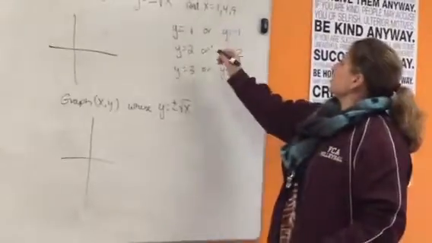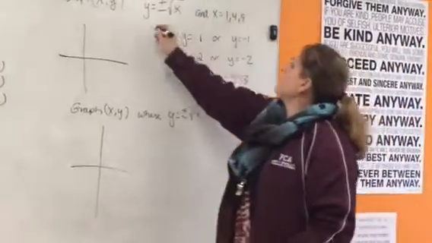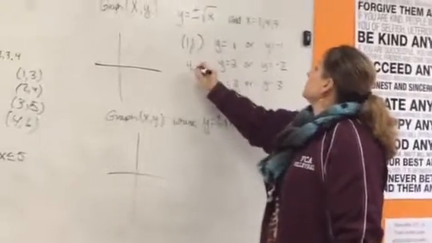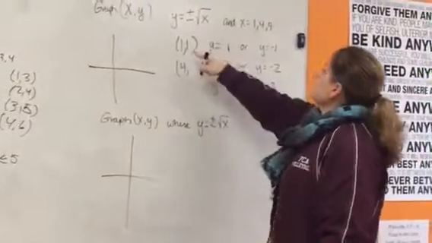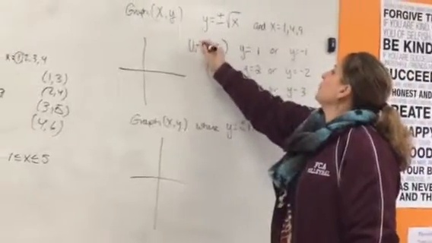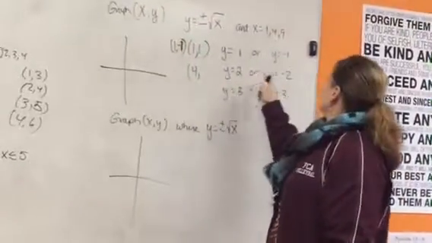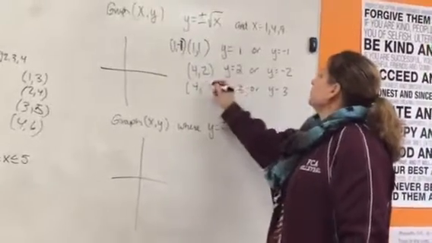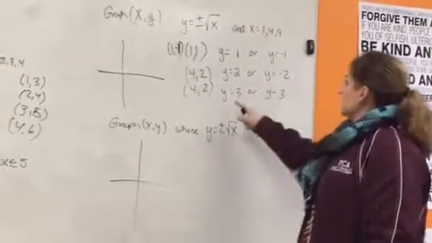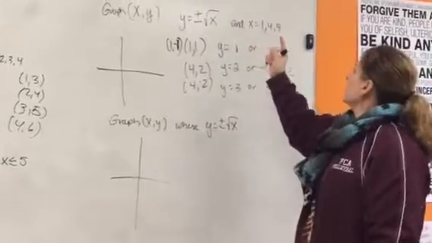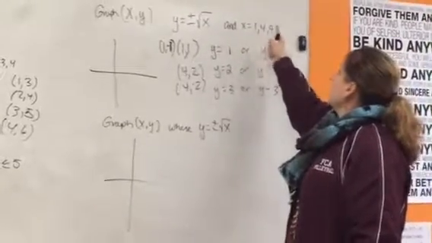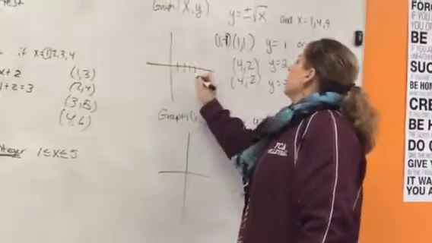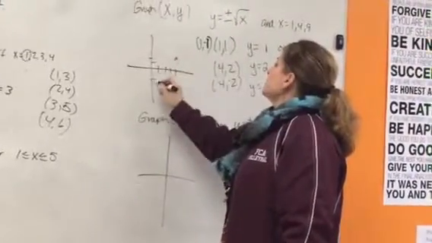So if x equals 1, the ordered pair is going to be (1, 1) or (1, -1). If x equals 4, it's going to be (4, 2) or (4, -2). And if x is 9, it's going to be (9, 3) or (9, -3). So what is that going to look like? Over 4, up 2, down 2.